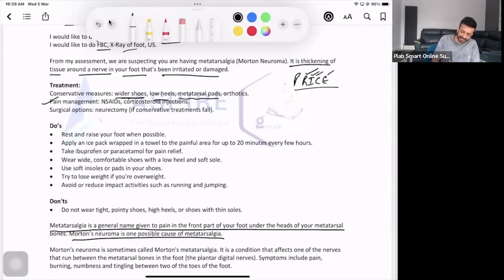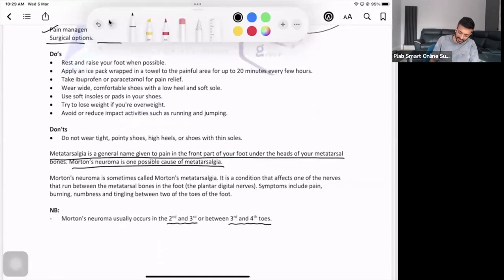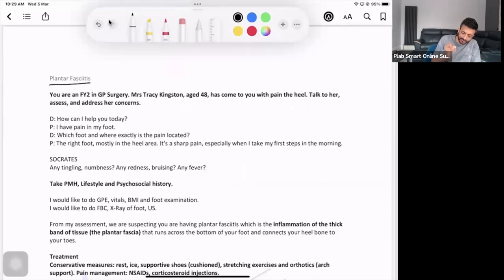Pain management, obviously, and surgical options. I don't want you to give surgical options straight away, but yes, if it is severe pain and all, we might be going for this as well. But I don't want you to mention it, because the first thing that you're going to mention is the conservative treatment, obviously. All right. So that is the main thing. So that is your treatment. PRICE is your treatment here. All right. Okay. And it usually happens, as I said, between second to third or third to fourth toes. Right.